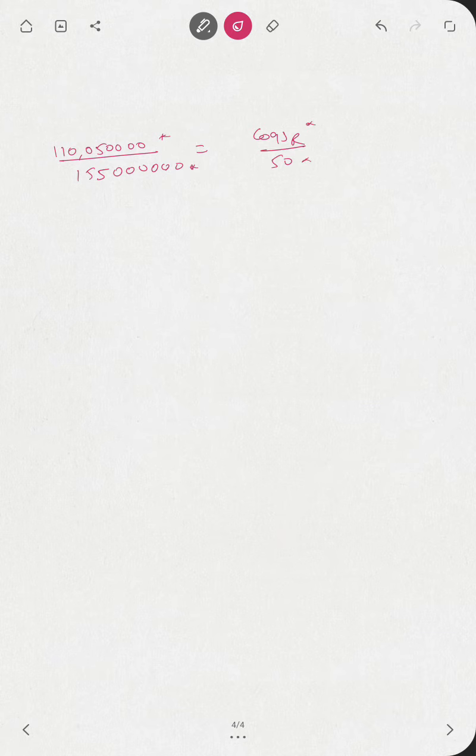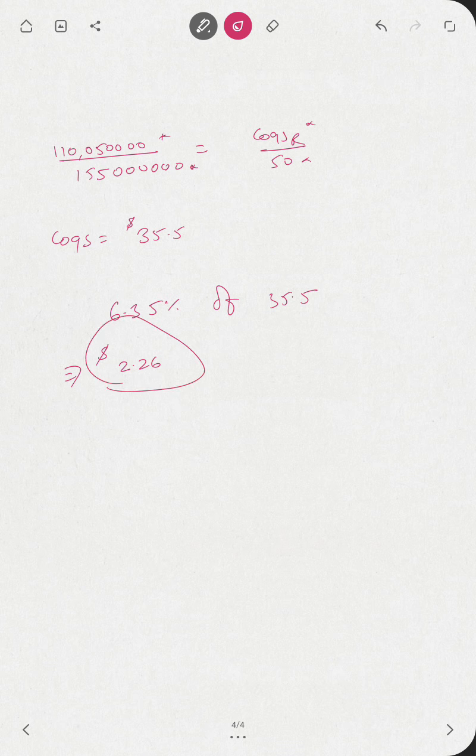The last line in the question says assume the margin is constant. So the COGS of the radio, if you solve this, should also give you $35.5. Earlier we had gotten the inventory cost per unit as 6.36%. So 6.36% of 35.5 is $2.26. So either way, we find that the per unit inventory cost of the radio is $2.26.